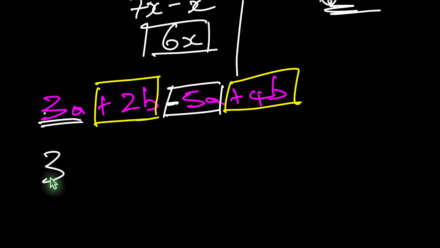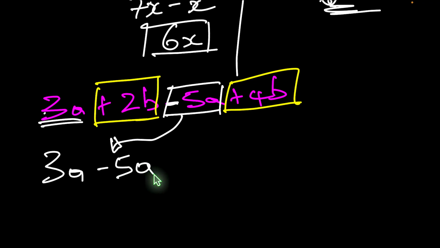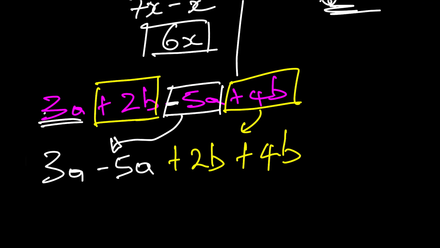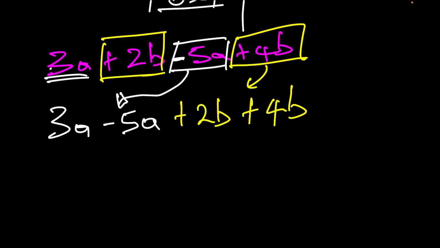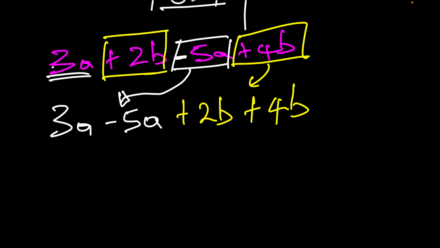So let's group them up. We have now 3a, and this is minus 5a that we're going to put there. So we're just putting the a's together. And then we have this plus 2b now, and the next one there, plus 4b. Of course, when we simplify this, we get 3a minus 5a. If you think about 3 minus 5, we're going to be in negatives, so that's going to leave us with negative 2a. And then 4 plus 2 leaves us with plus 6b.